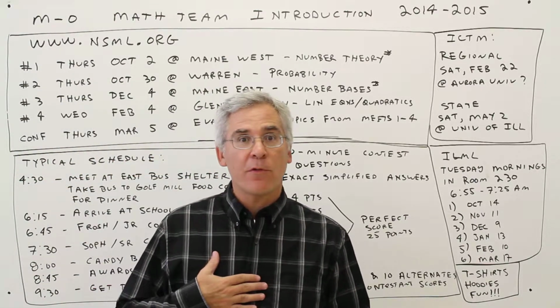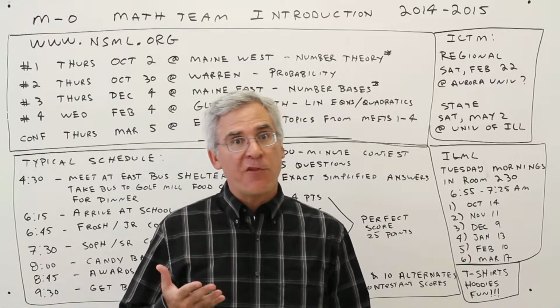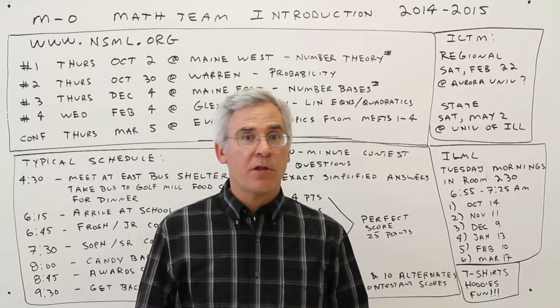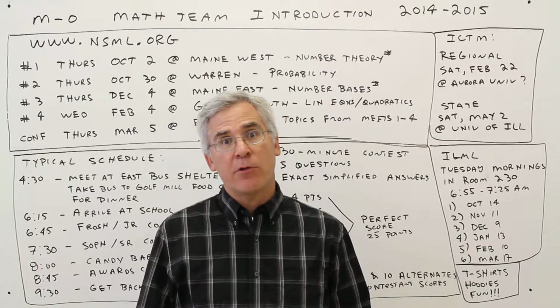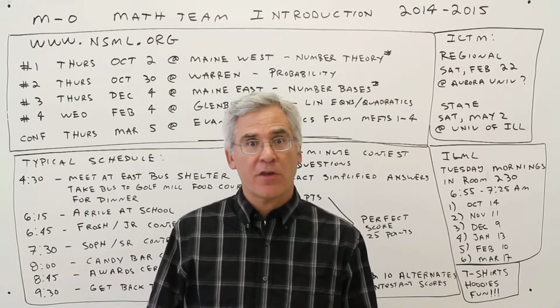My name is Mr. Olson. I'm the freshman math team coach at Maine East High School. The sophomore coach is Mrs. Odegaard. The junior coach is Mr. Clifford. And the senior and head coach is Mr. Dobner. So all four of us coach together.